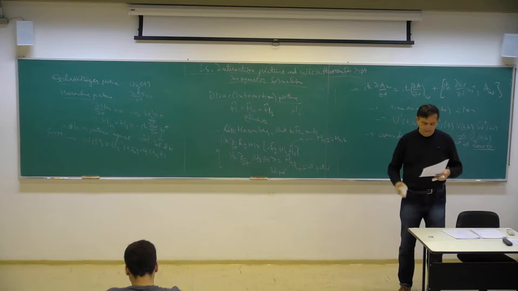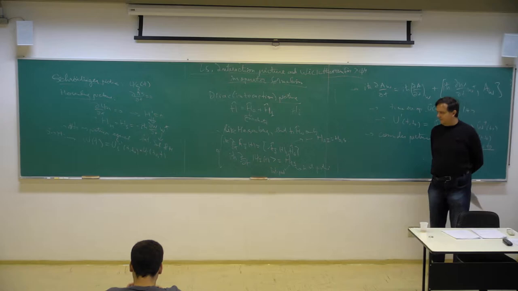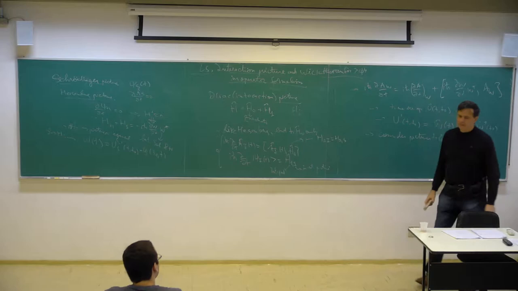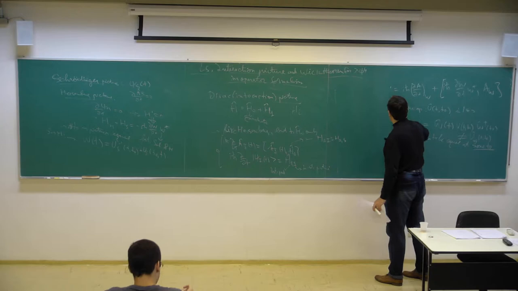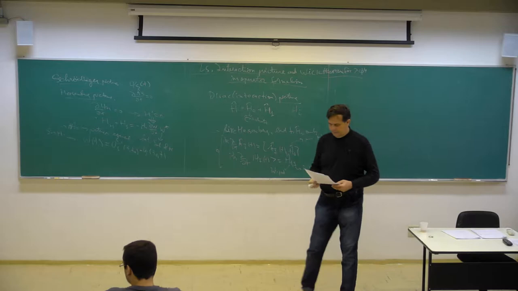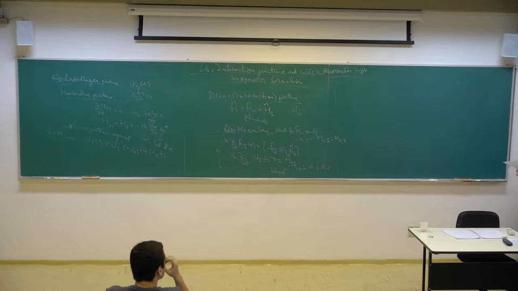Okay, so this was about pictures and the interaction picture. Do you have any questions here for the moment? All right, let's move on then. So from now on, quantum field theory will almost always be in the interaction picture, at least perturbative quantum field theory. And so we need to understand how to relate this to the quantization of the Heisenberg picture that we described last lecture.